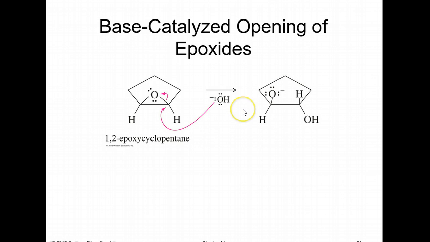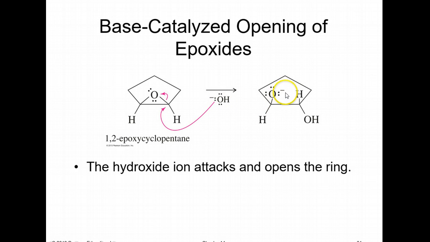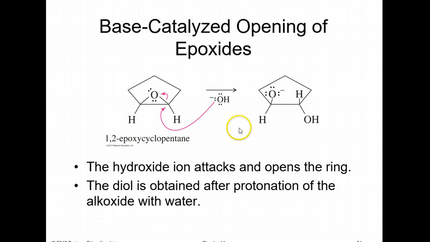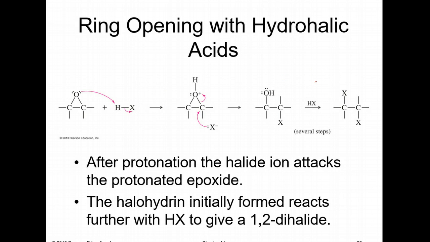Now, the thing about the base ones is that in our second step, I have to add acid to protonate the O- to get the OH. The hydroxide ion attacks and opens up the epoxide. A diol is attained after protonation of the alkoxide with water. So here's actually a two-step process: I have to add a second step where I add acid so that your negative charge can be protonated to form a diol.